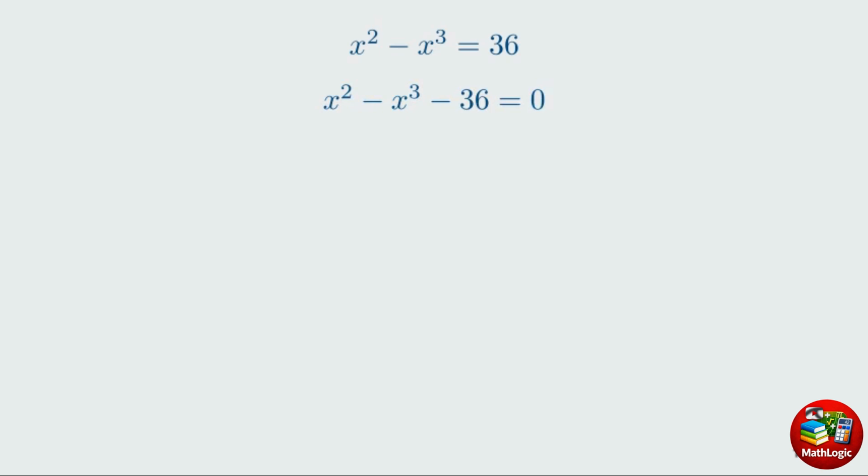It's often easier to work with a positive leading coefficient. In this case, the highest power, x cubed, has a coefficient of -1. Let's multiply the entire equation by -1 to make it positive. Multiplying by -1 changes the sign of every term. So we get x cubed minus x squared plus 36 equals 0. This is the standard form of a cubic equation, and we are now looking for the roots of this polynomial.